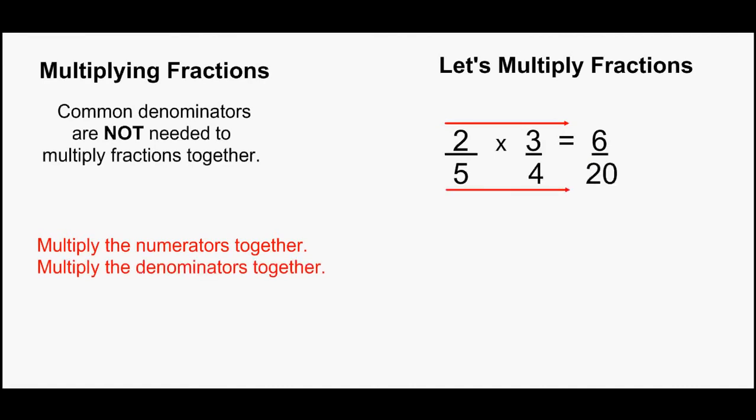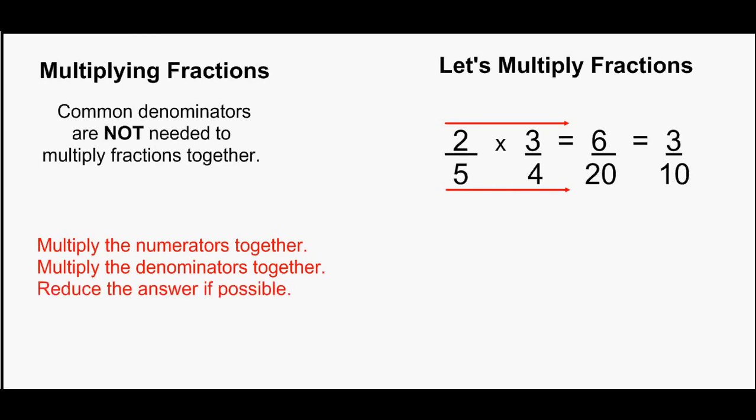Then multiply the denominators together. 5 times 4 equals 20. Our answer, 6/20, can be reduced to 3/10.